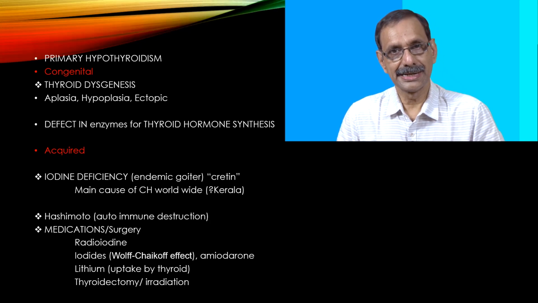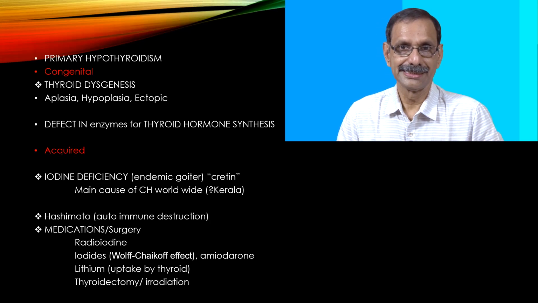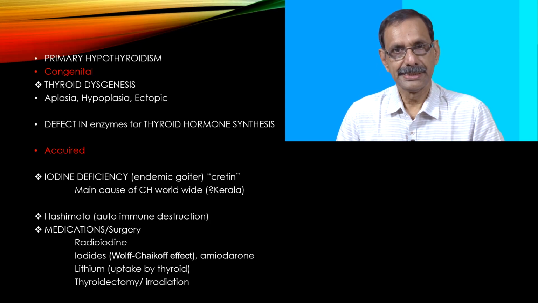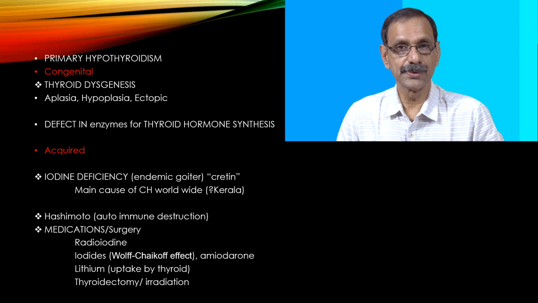Because any gland or organ that remains in an ectopic location functions less adequately as compared to the normal location. So that means these congenital hypothyroidism people will have no swelling at the neck, no goiter, because there is no thyroid gland at all. If at all there is a thyroid gland, it is hypoplastic.